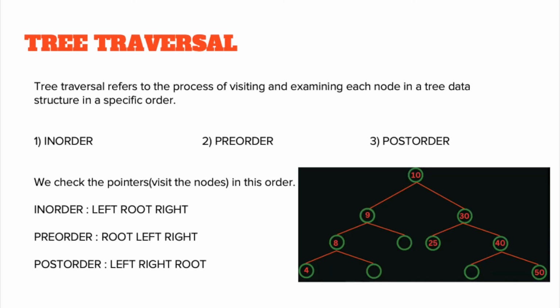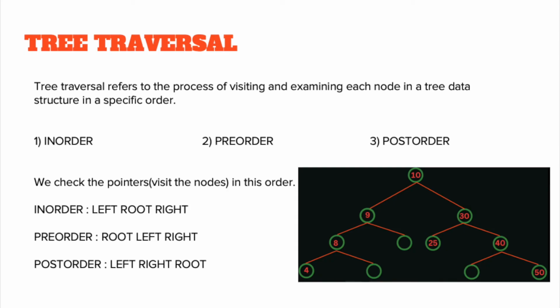So there are three ways we can traverse this tree. One is in order, where we check the left-hand side first, the root, and the right-hand side. Then pre-order, where the root is checked first, then we go left and right. And then post-order, where you do left, right first, and then root.